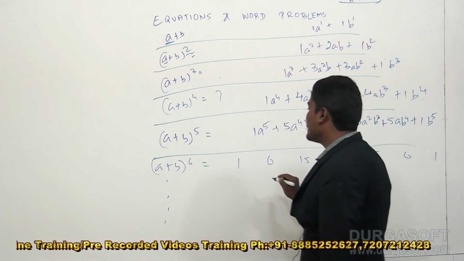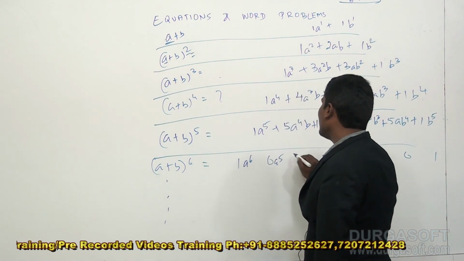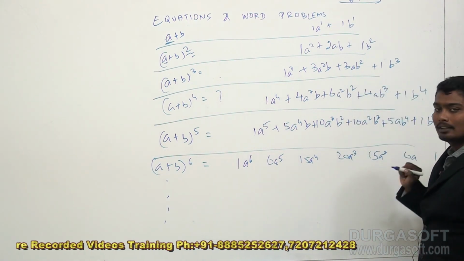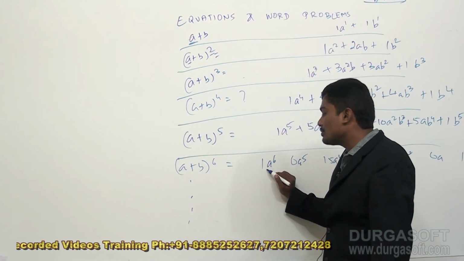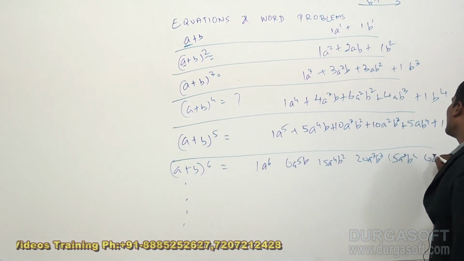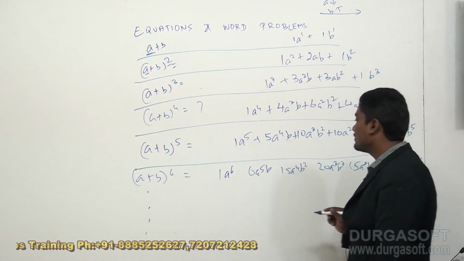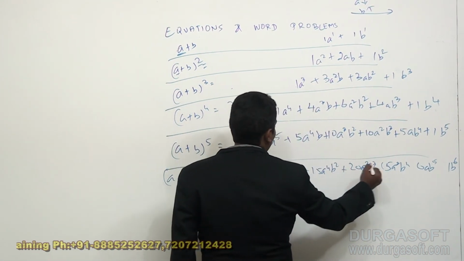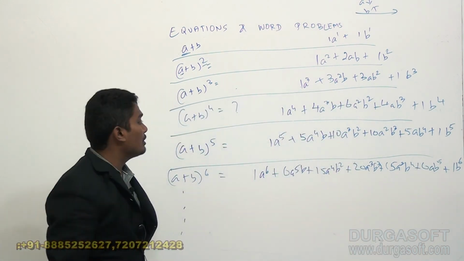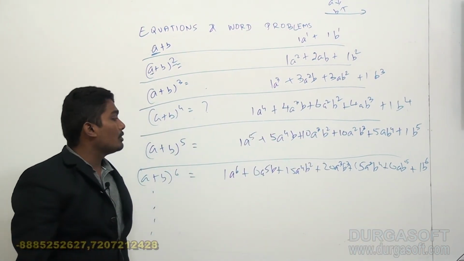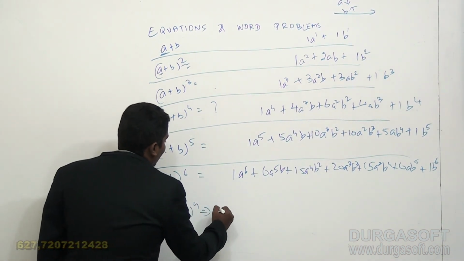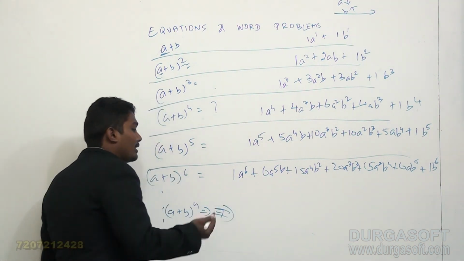Again a plus b the whole power 6 will be a power 6, a power 5, a power 4, a cube, a square, a nothing. Again start with the lowest power of b. So nothing, b power 1, b square, b cube, b power 4, b power 5, b power 6. Add plus symbols in between. And this will be the formula for a plus b the whole power 6. This way you can extend to a plus b the whole power n. You can extend it to anything.